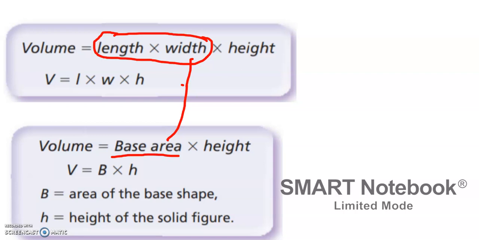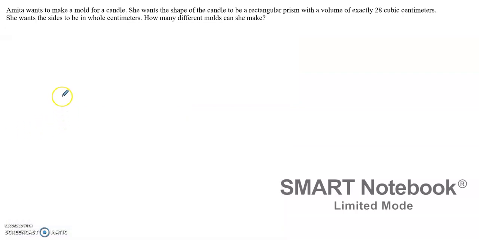Now that we have this in our notebooks, let's actually look at a problem. Okay, so here's our problem. It says, Amita wants to make a mold for a candle. She wants the shape of the candle to be a rectangular prism with a volume of exactly 28 cubic centimeters. She wants the sides to be in whole centimeters. How many different molds can she make?